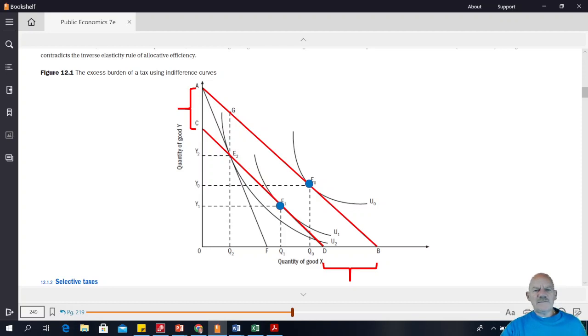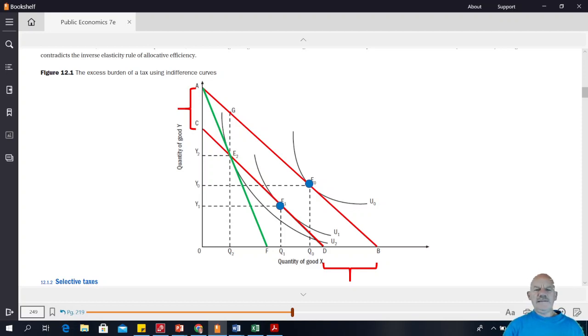Now we want to compare that to a selective tax, where only a tax on X is levied, while the tax on Y is not levied. So that means X becomes more expensive, and now we have the new budget line, the green budget line, because X is more expensive. The slope of the green budget line is now the new price ratio, the new price of X divided by the original price of Y. That's the slope of the green curve, and that has become steeper.